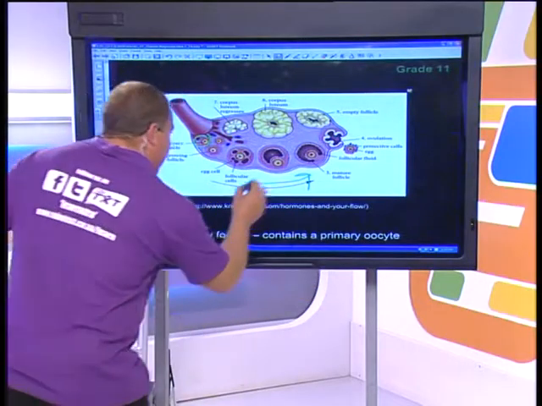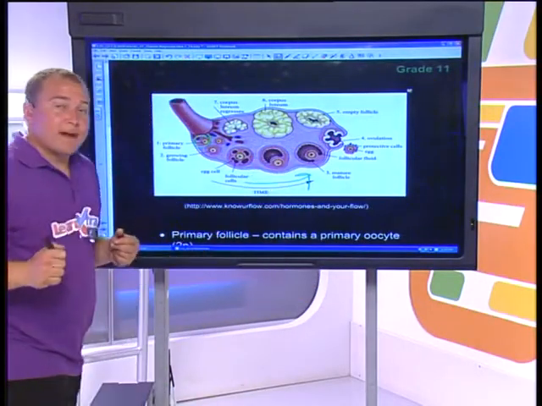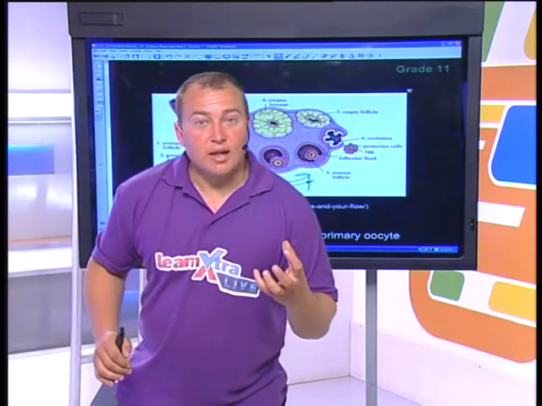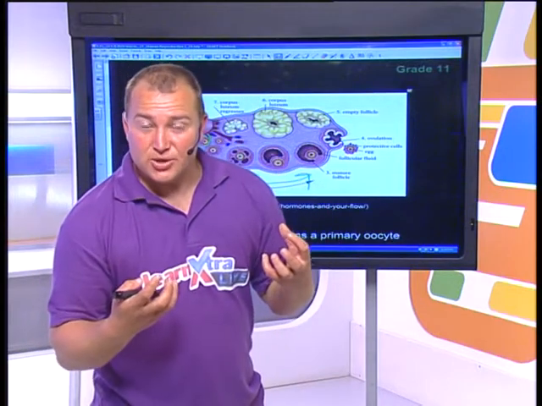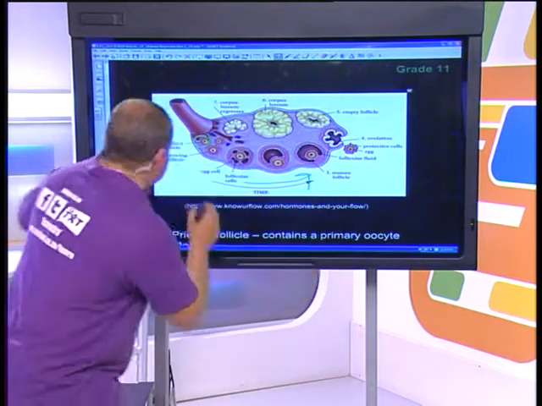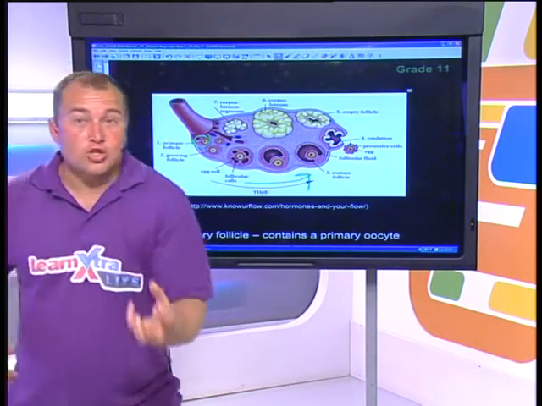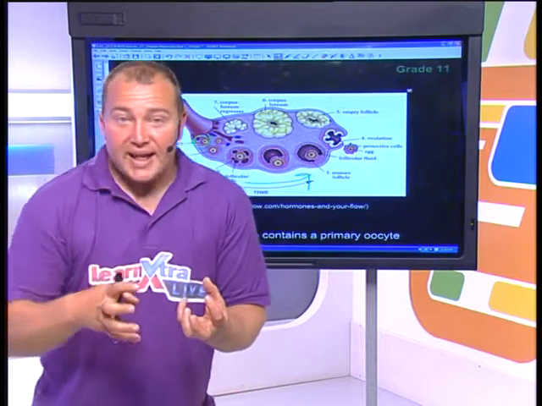Now remember, the oocyte just doesn't get made. It also starts with a single cell, which is diploid. Before it goes in there, this cell goes through mitosis, creating a cell. That cell goes through meiosis 1 to make another cell.